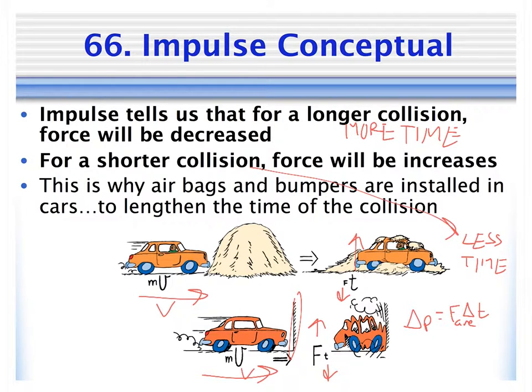A lot of safety devices operate based off of this principle, mainly airbags and bumpers. They're both designed to extend the time of the collision. An airbag slows you down over a longer period of time than if you had been slowed down by the dashboard or the windshield or something like that. Bumpers in the front of cars collapse, just like in this picture here. That is a design feature of newer cars. They are designed to have a crumple zone, an area where they collapse.